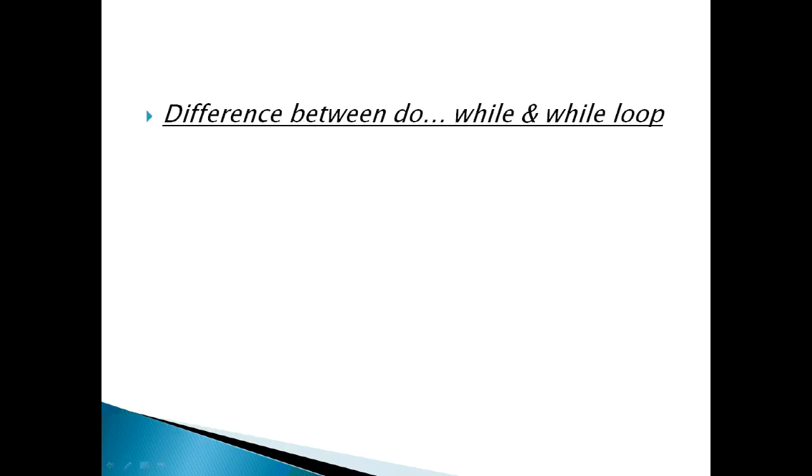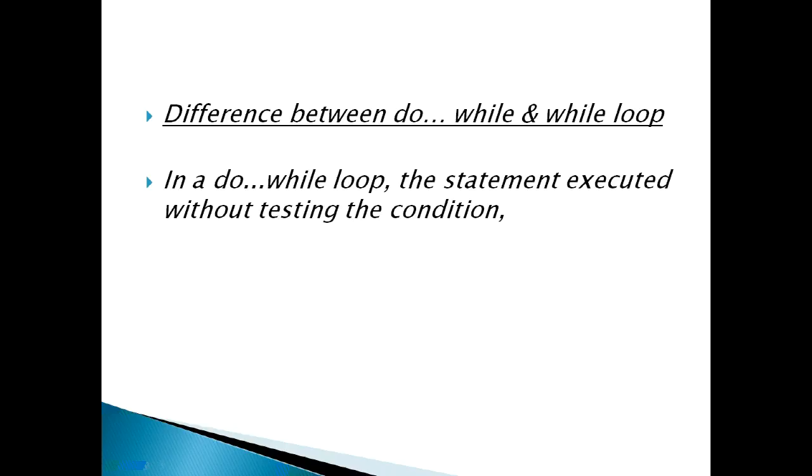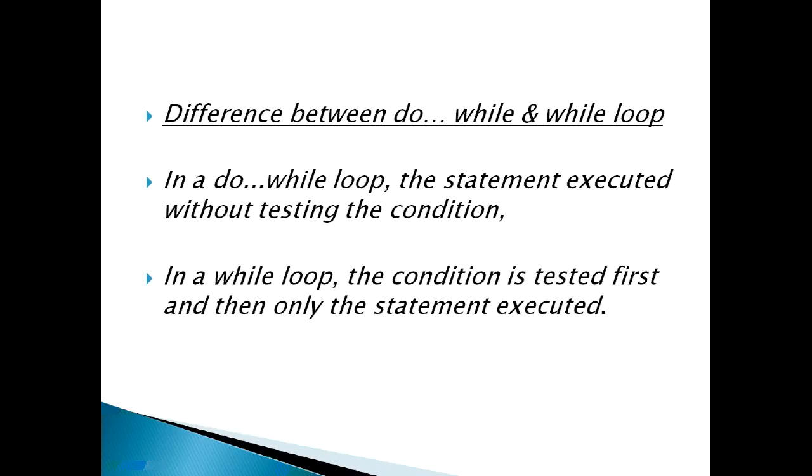So what is the difference between do-while and while loop? In a do-while loop, the statement is executed without testing the condition the first time. From the second time, only the condition is observed. This means the programmer does not have control right from the beginning of its execution. But in a while loop, the condition is tested first and then only the statement is executed. This means it provides better control right from the beginning. Hence, while loop is more efficient than do-while loop.